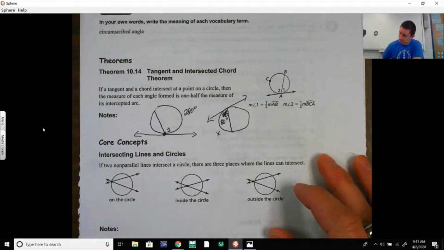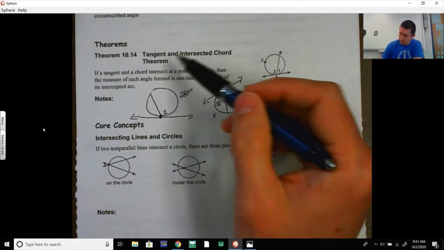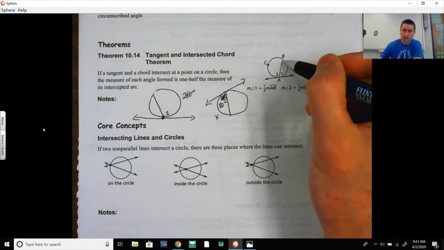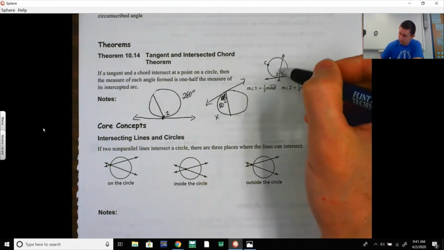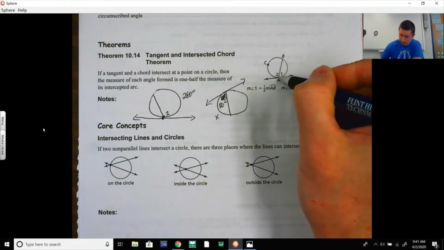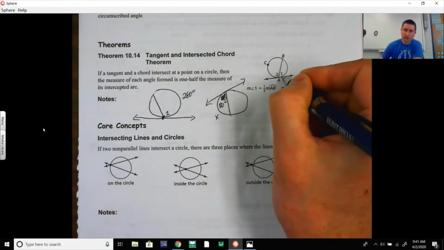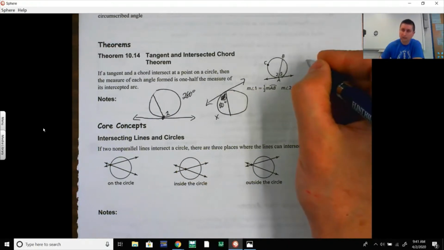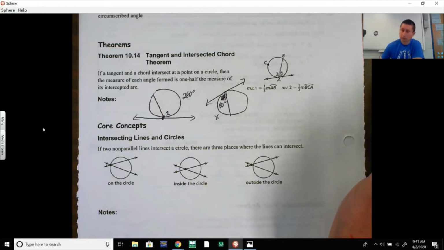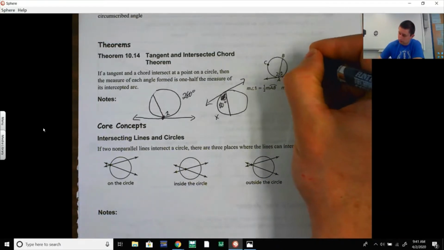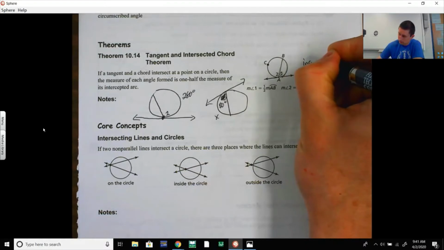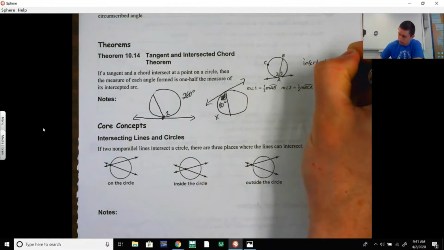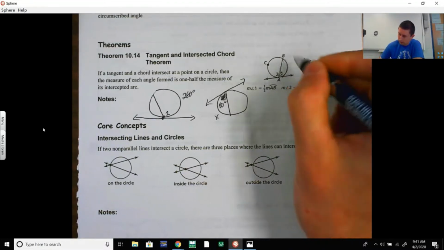So, the first thing we have is a tangent and an intersected chord. So it looks like this. We have a chord, and then we're touching a tangent at a specific point. Remember, a tangent line just touches at one point. So this angle that's formed down here is going to be half of this arc. So just think of an inscribed angle. It's always half that arc. So that's what happens here.